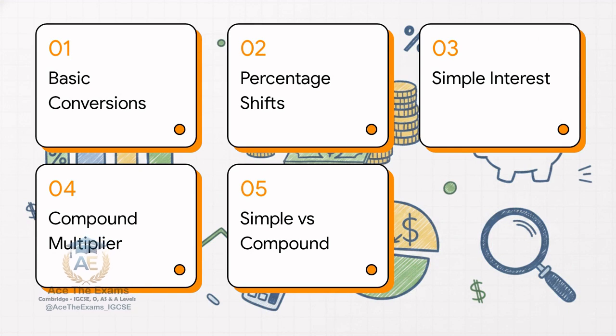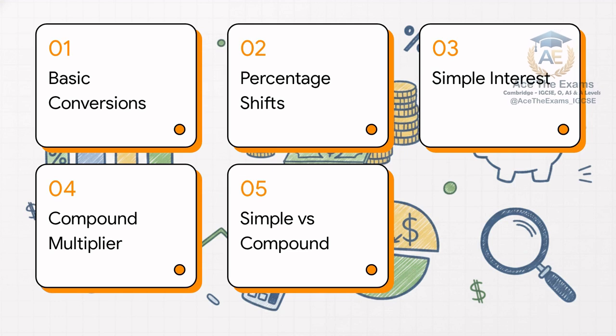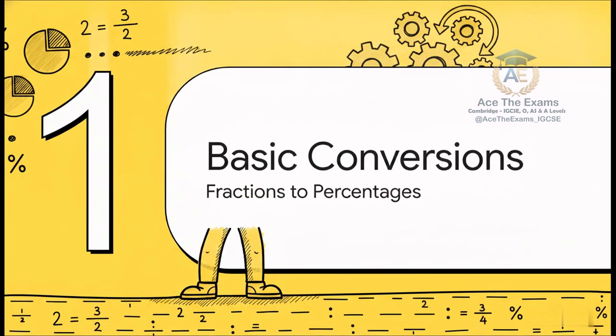To get there, here is our roadmap for today's session. First, we will master basic conversions. Second, calculating percentage shifts. Third, decoding simple interest. Fourth, unlocking the compound interest multiplier. And finally, comparing simple versus compound growth. Let's move to Section 1, Mastering Basic Conversions.